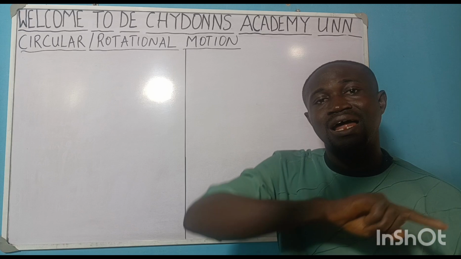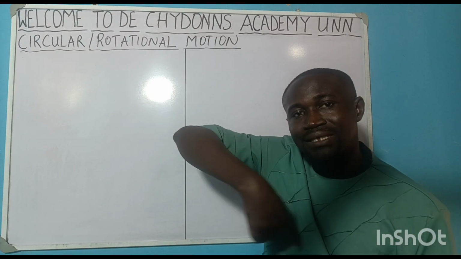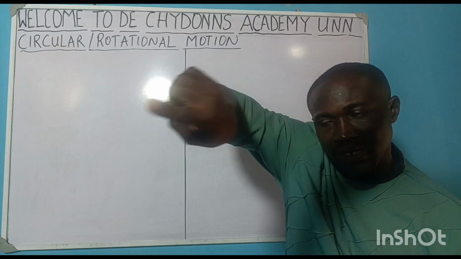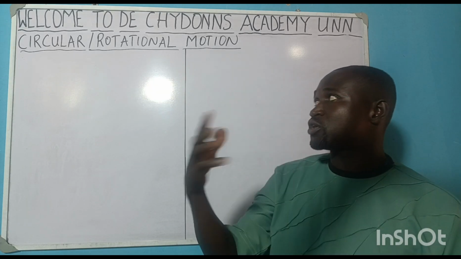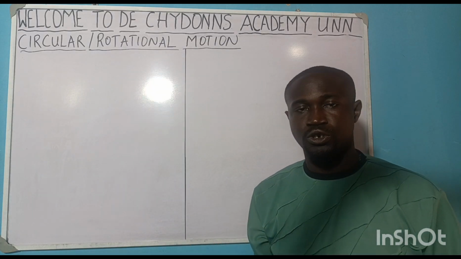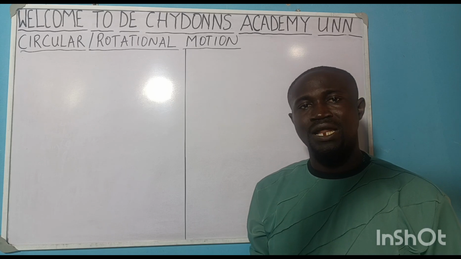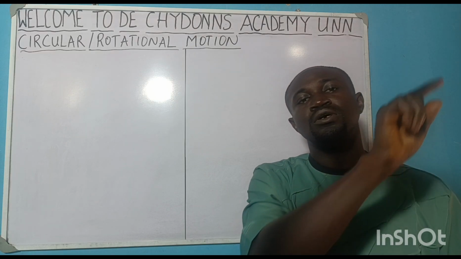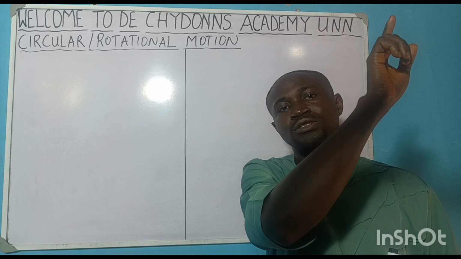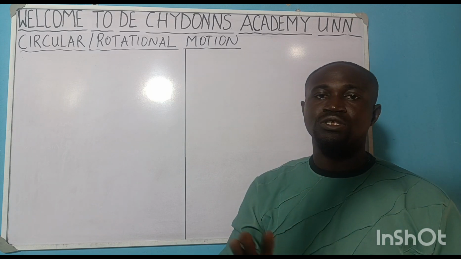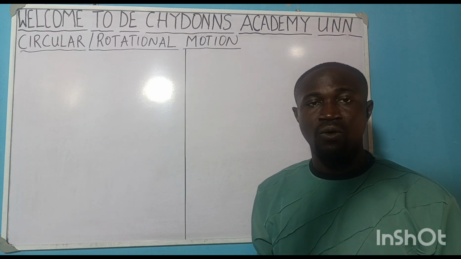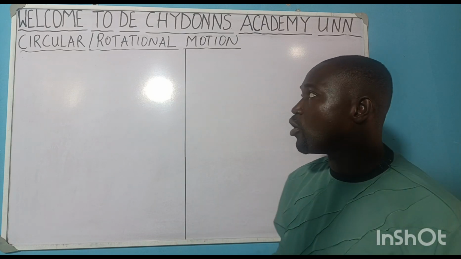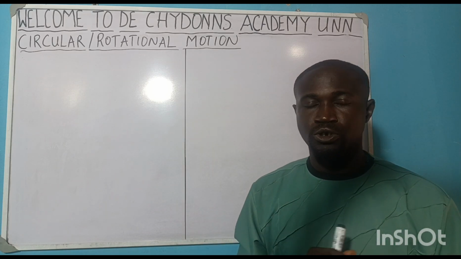Movement of a car round a circular path. Yes, at the roundabout, you see a car move round that roundabout. It is also a circular motion. Which other example do we have? Movement of the blades of a ceiling fan or standing fan, whichever one. The movement of their blades is also circular or rotational motion.